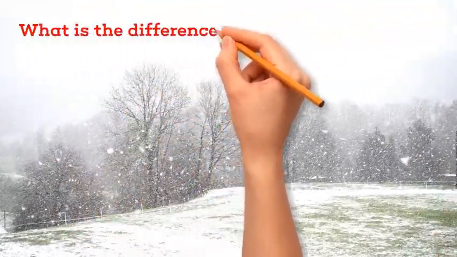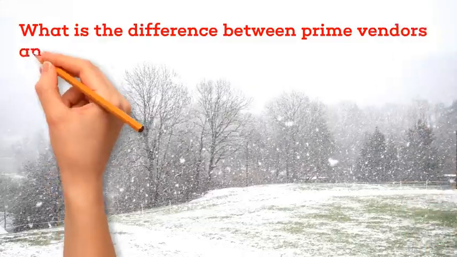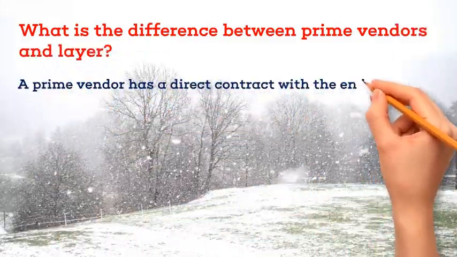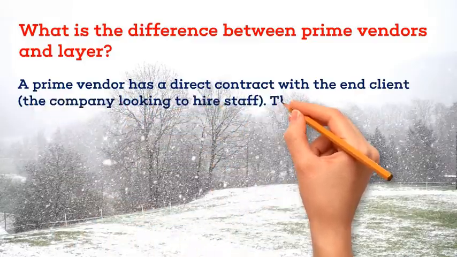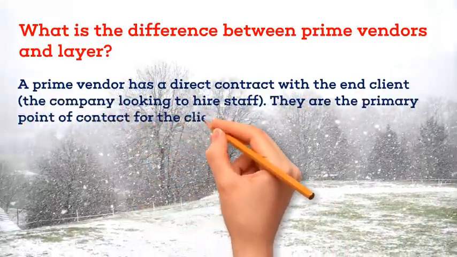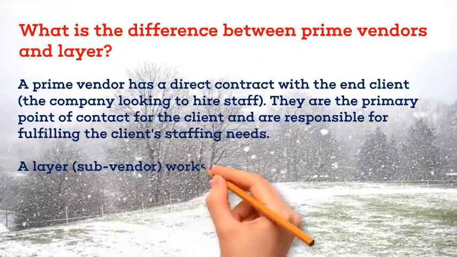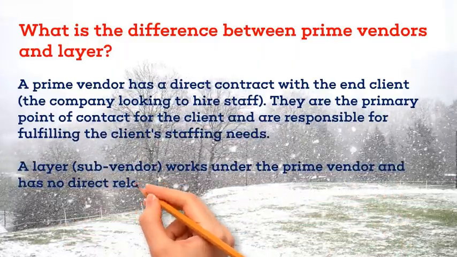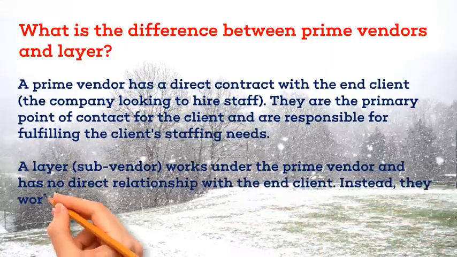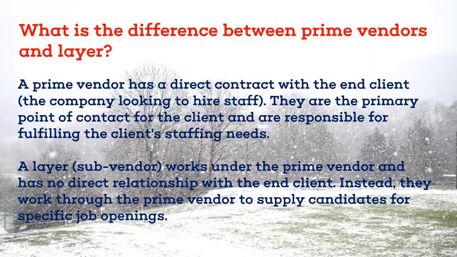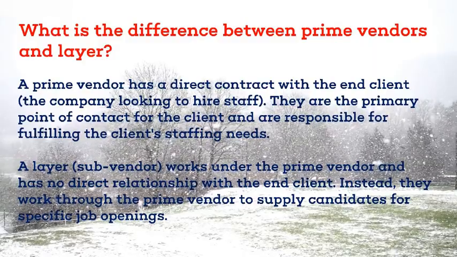What is the difference between prime vendor and sub-vendor? A prime vendor is the primary point of contact for companies seeking staff, fulfilling their staffing needs directly with the end client. A sub-vendor works under the prime vendor and provides candidates for specific job openings without a direct client relationship.